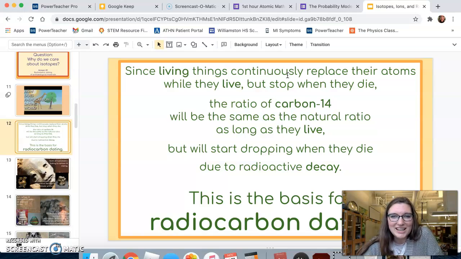They've been remade. So the ratio of carbon-14 is going to be the same as the natural ratio as long as they live, but it's going to start dropping as soon as they die, because they're not renewing the carbon in their bodies anymore. So that percentage, that 0.01 percentage of carbon that's in their bodies is going to start dropping. It's going to start emitting radiation.